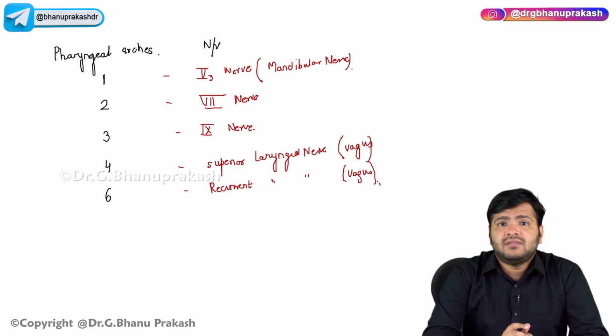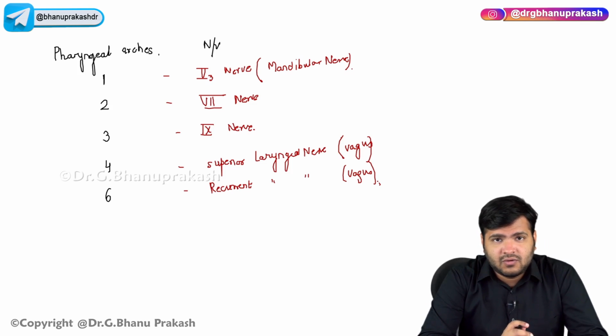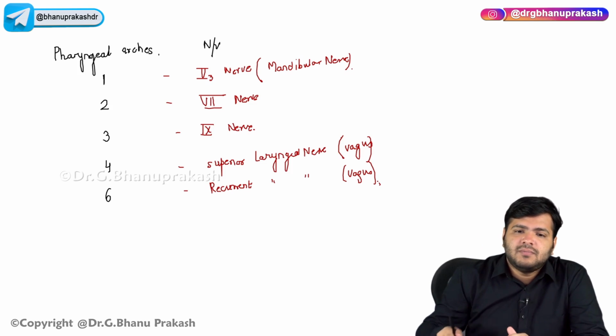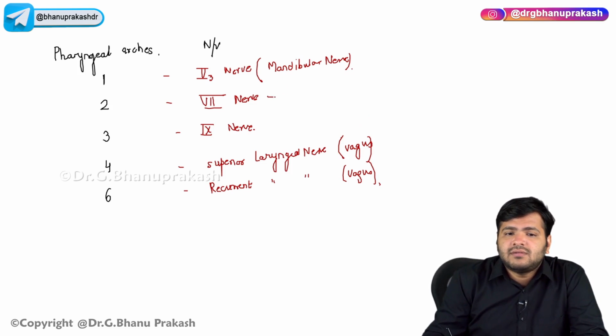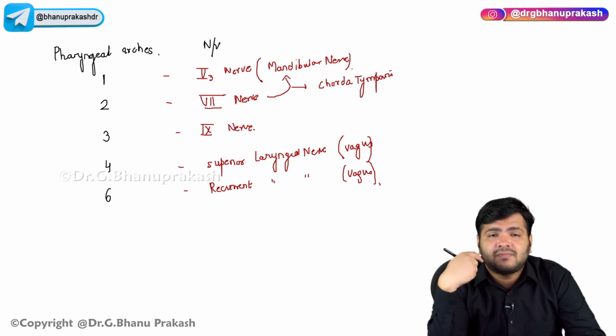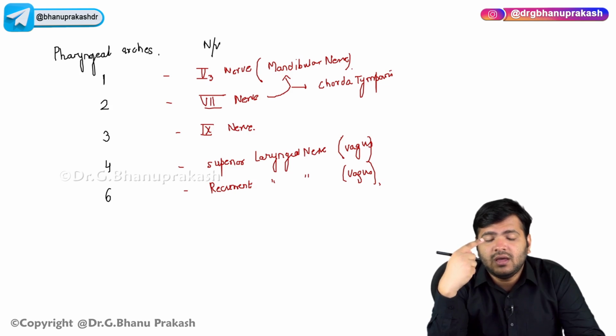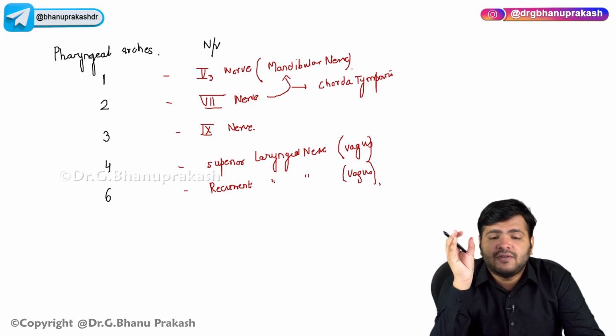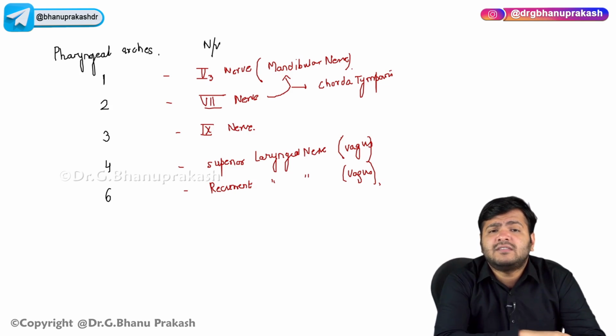Now from the seventh, you already know the seventh is the facial nerve. From the seventh, there is a nerve which supplies the first pharyngeal arch, and it is called the chorda tympani. It is a pretrematic nerve because this branch is going backward. So from the facial nerve a branch will come and supply the first pharyngeal arch, and that is the chorda tympani.